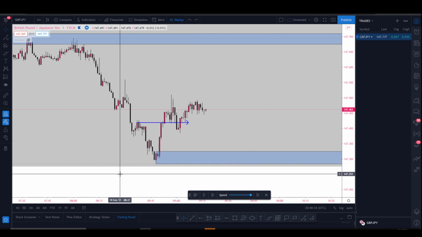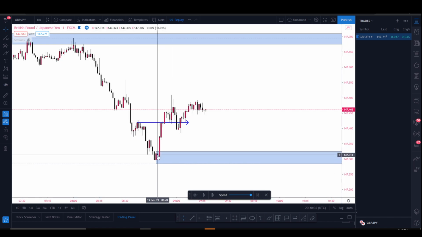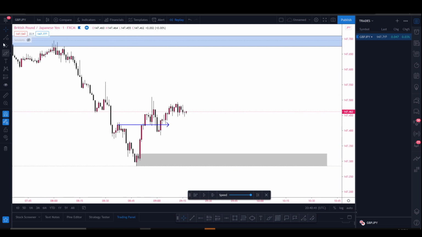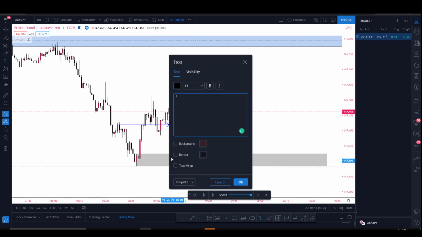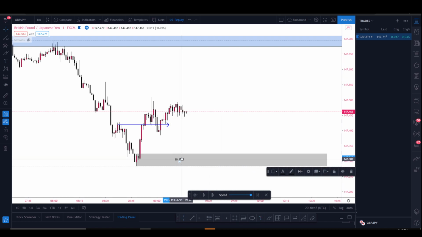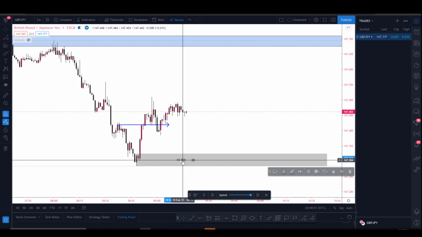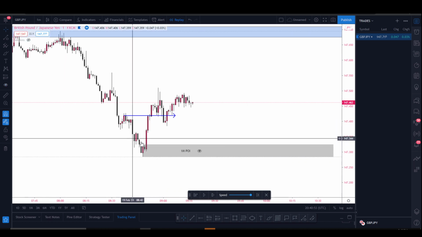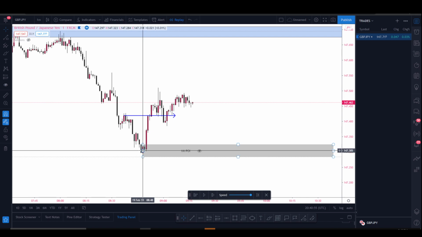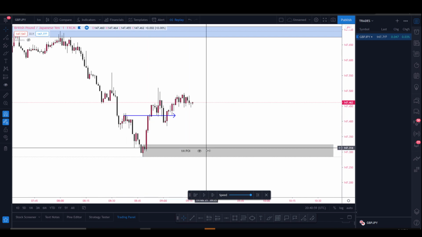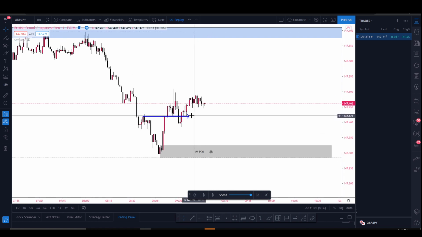Now I'm going to remove this right here, it's a little annoying. Let's make this gray entry. All right, perfect. I'm going to label this as my 1 minute POI, which is called point of interest. I usually put a symbol right over here to identify that. Like I said, I'm focusing on this zone because this zone is what broke this. So I'm assuming next time it comes here, it's going to do the same thing.